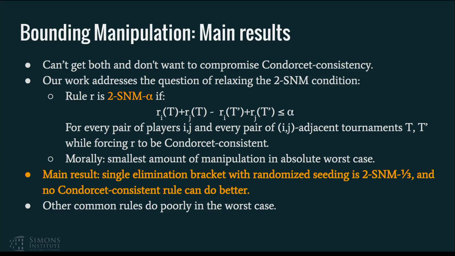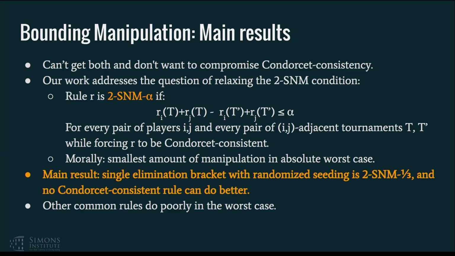So we say a rule is 2 S&M alpha if the gain in probability that the teams get from colluding is bounded by some alpha, for every pair of teams and for every pair of adjacent tournaments for these 2 teams, while preserving Condorcet consistency. And morally, what we're trying to do is bound how much any two teams can gain on any tournament from acting untruthfully together, from cooperating.